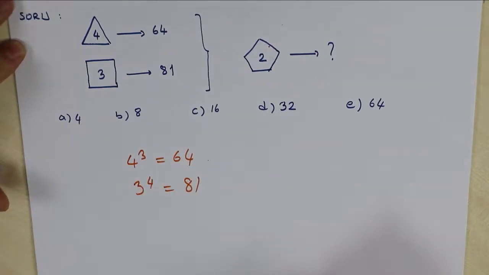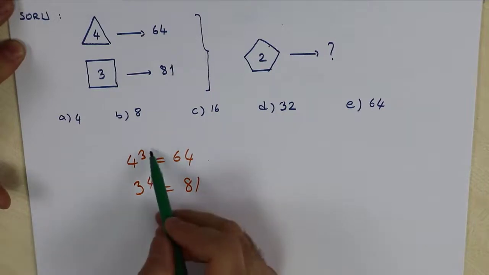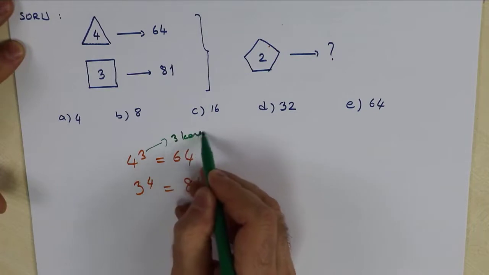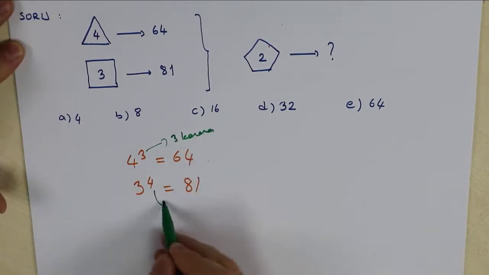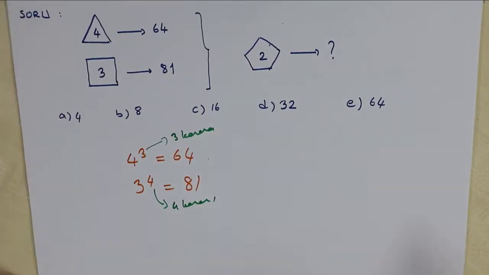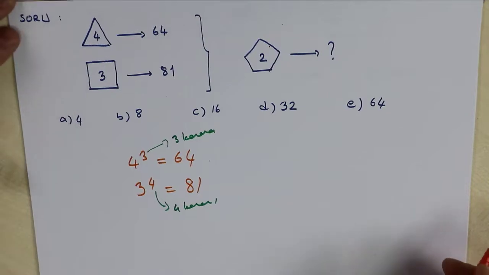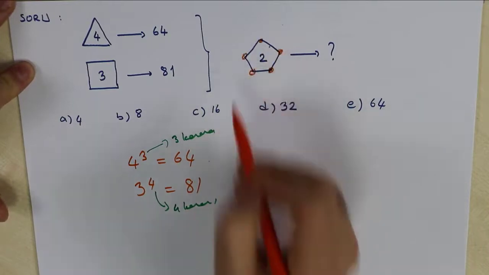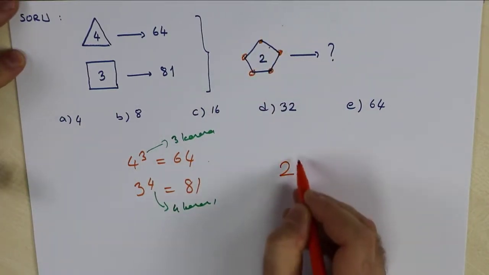But what is 3 in this case? We have 3 angles for the triangle, and how about the rectangle or the square? We have 4 angles as well. So according to this, what is requested is the represented number from the diagram on the right, or the figure on the right. So we have 1, 2, 3, 4, 5 angles, and the number in the center is 2, so 2 to the power 5 is equal to 32. And this is the answer.